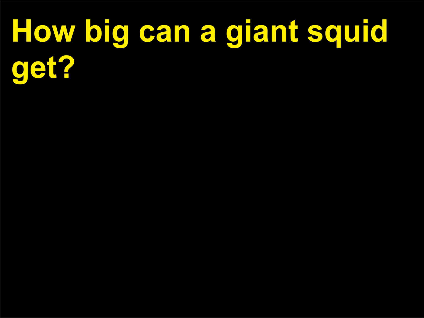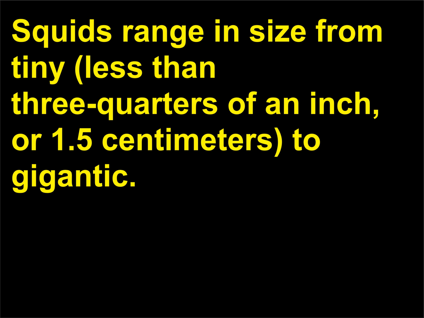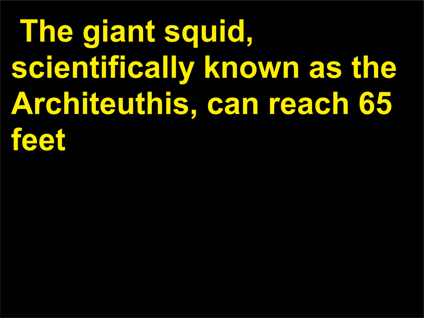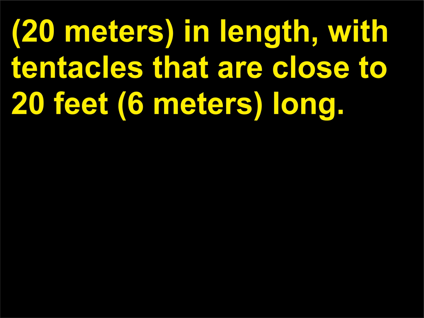How big can a giant squid get? Squids range in size from tiny, less than 3/4 of an inch, or 1.5 centimeters, to gigantic. The giant squid, scientifically known as the Archaeoteuthis, can reach 65 feet, 20 meters, in length, with tentacles that are close to 20 feet, 6 meters, long.